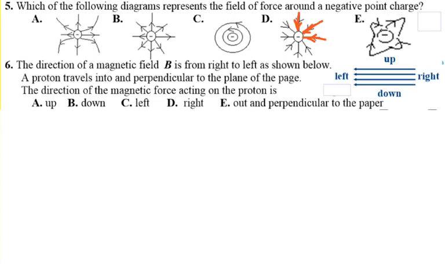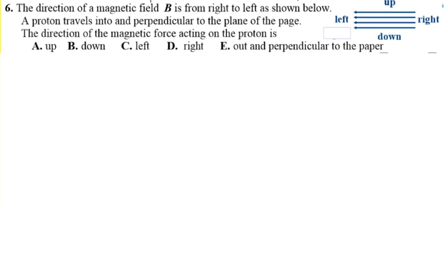And in number 6, the question is, the diagram of magnetic field B is from right to left, as shown in the diagram. A proton travels into the page, perpendicular to the plane of the page. So you have the magnetic field lines directed from right to left. And a proton, a positively charged particle, is traveling into the page, so the velocity is into the page. They want you to figure out the direction of the magnetic force acting on the proton.